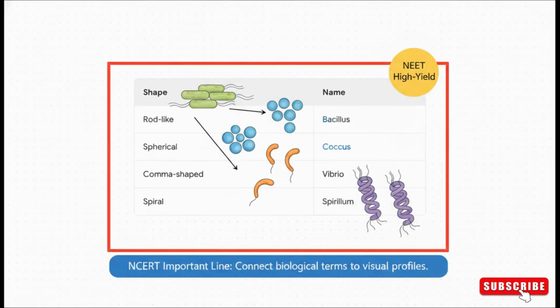Now, even though prokaryotes have a really similar internal setup, their outer shapes are all over the place. There are 4 basic shapes you absolutely need to know. First up, bacillus. That's your rod-like shape. Then there's coccus, which is perfectly spherical. Vibrio looks exactly like a little comma. And spirillum, just like it sounds, is spiral-shaped. Make sure you map those visual shapes directly to those exact biological terms.